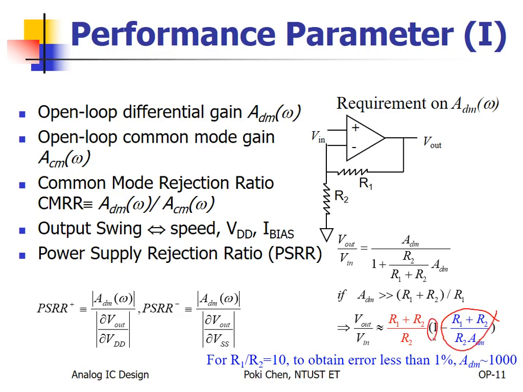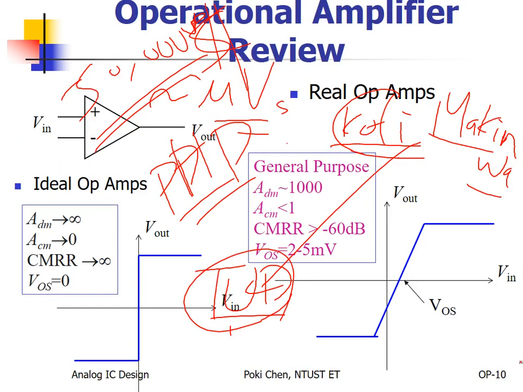1 is perfect, and this is the error term. All right, I would like to tell you, for example, if the gain is around 10, then to obtain error less than 1%, your differential mode gain should be larger than 1,000. And this is the reason why in practice, ADM is usually in the hundreds or even thousands.